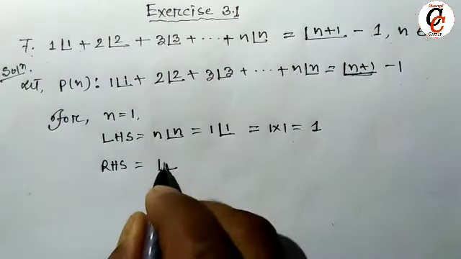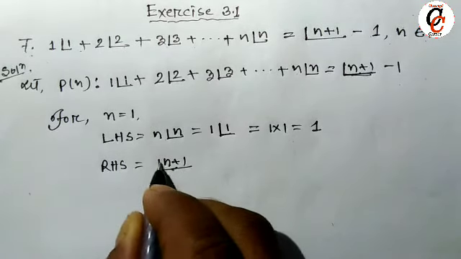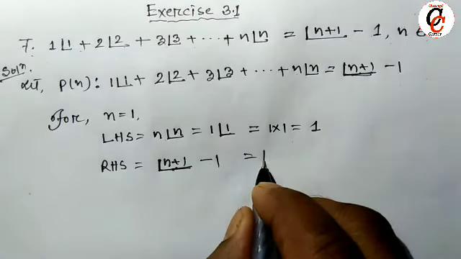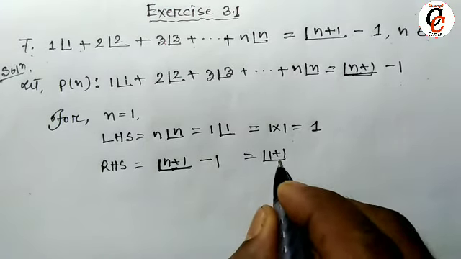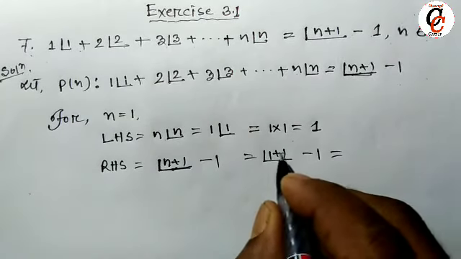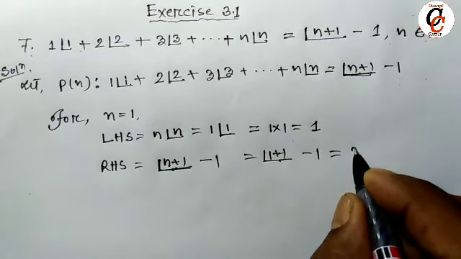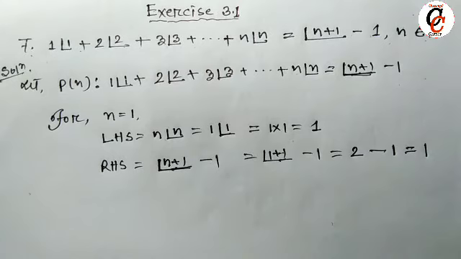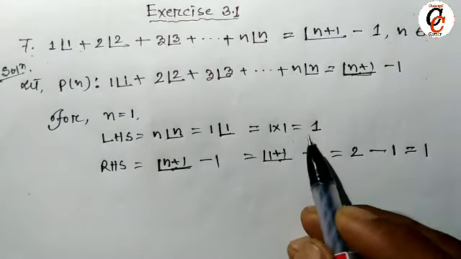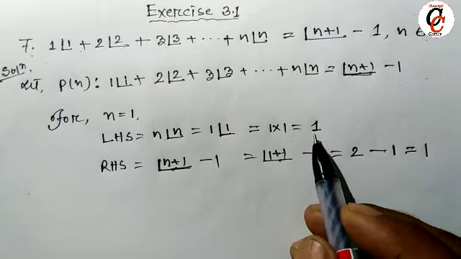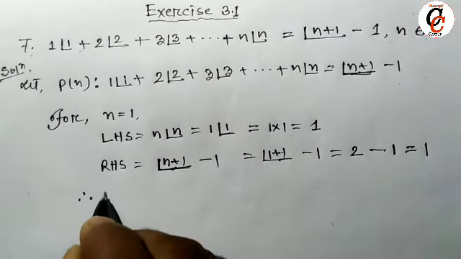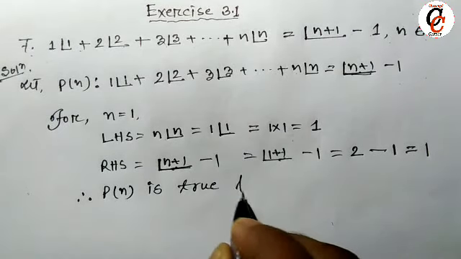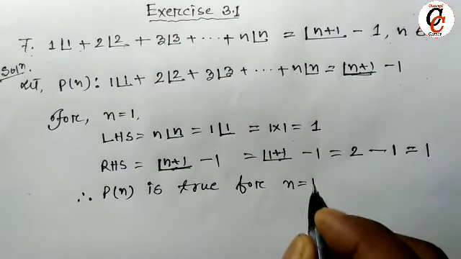Right hand side: we have factorial n plus 1 and minus 1. n plus 1 means 1 plus 1, and minus 1. 1 plus 1 means 2. 2 factorial means 2 into 1, that is 2, and minus 1 is there, so 1. That means for the value 1, the given statement is true. Therefore Pn is true for n equal 1.